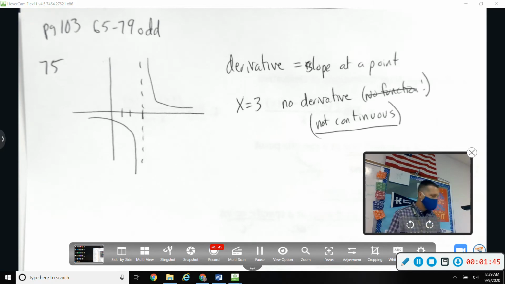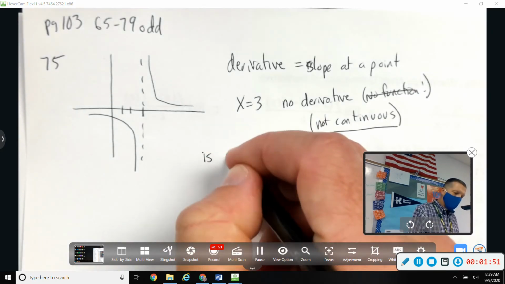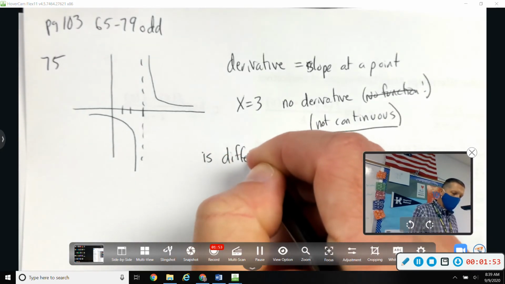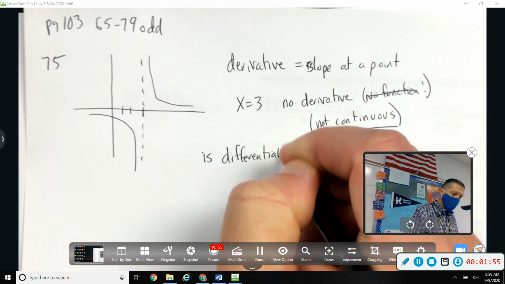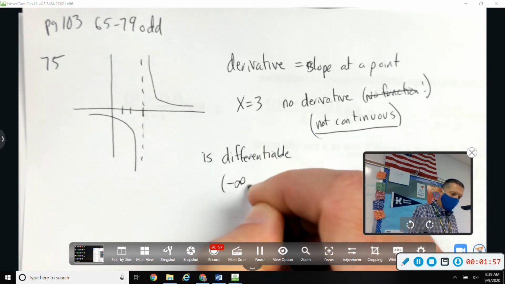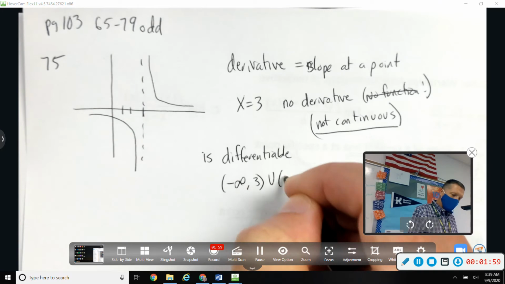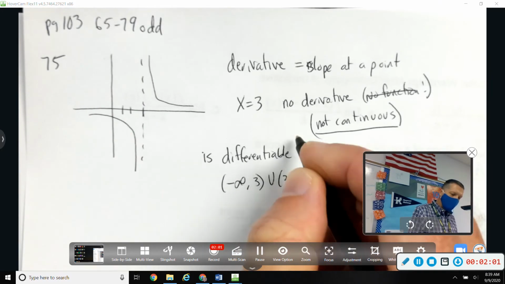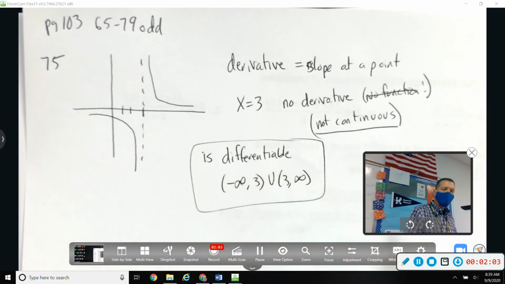Oh, let me make sure I answer the right question. Describe the x values at which f is differentiable. So it is differentiable. That's a fancy word for saying you can take a derivative at everything except 3. So if we want to write it fancy like that, make sure we answer the right question. So everything except 3, you can take a derivative. But 3 is not continuous, so you can't take a derivative there.